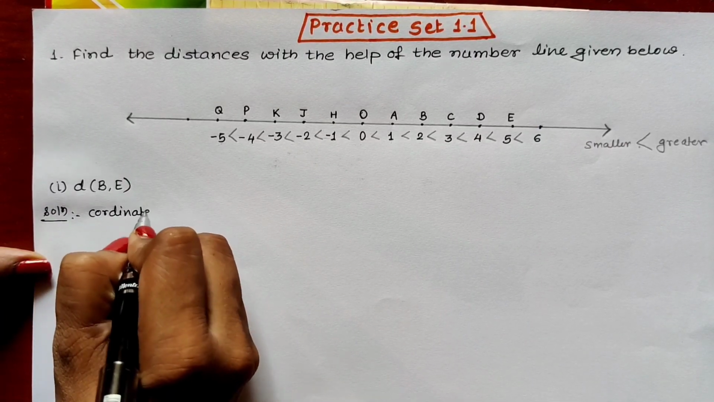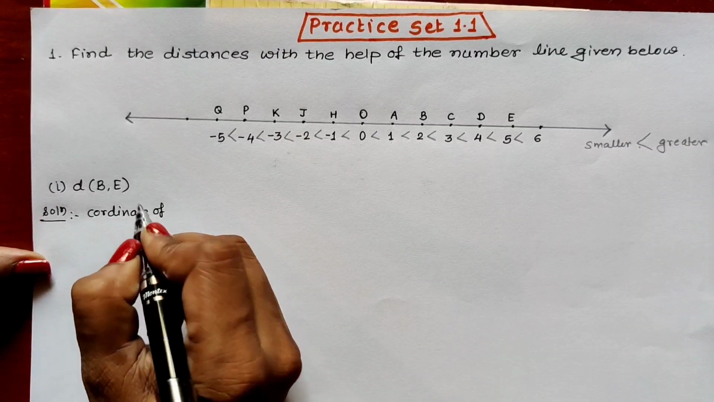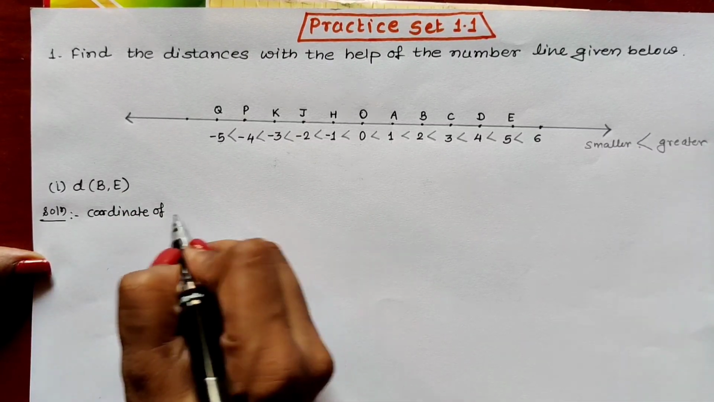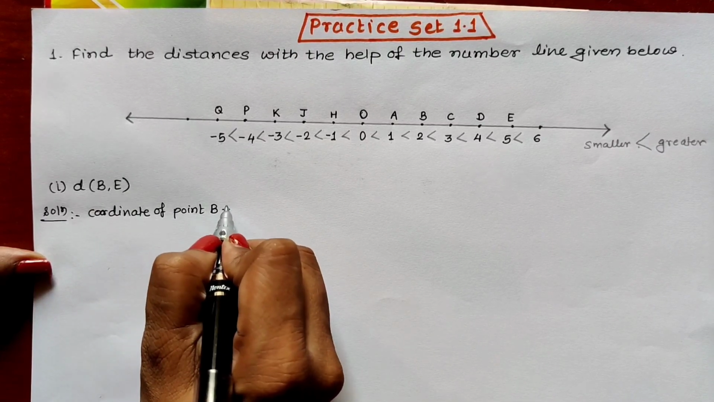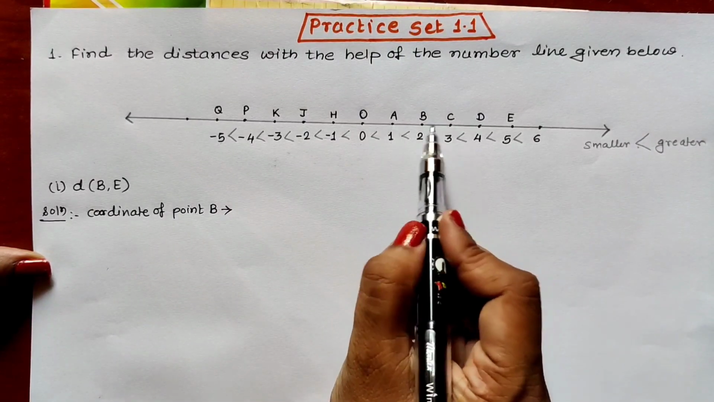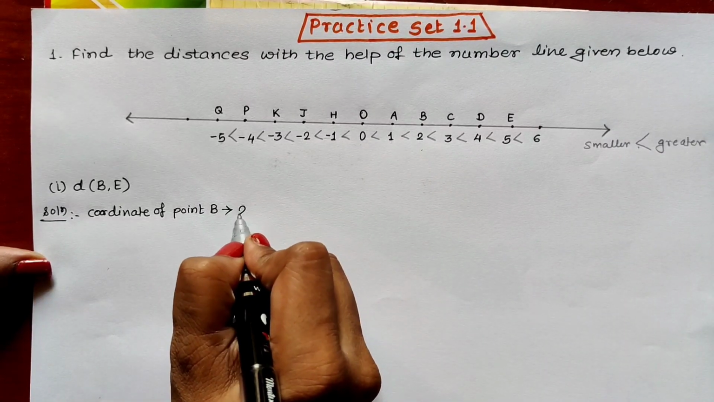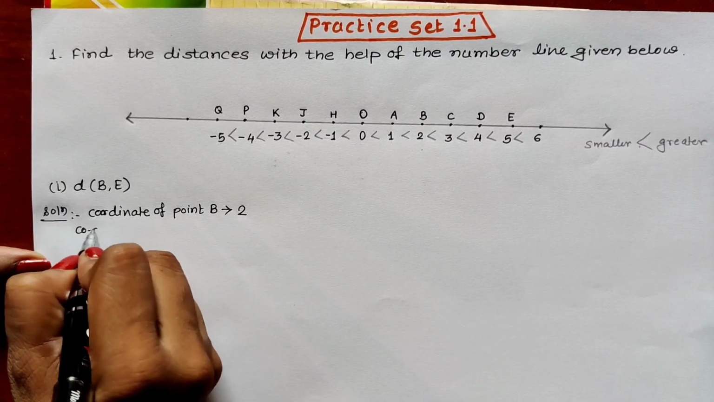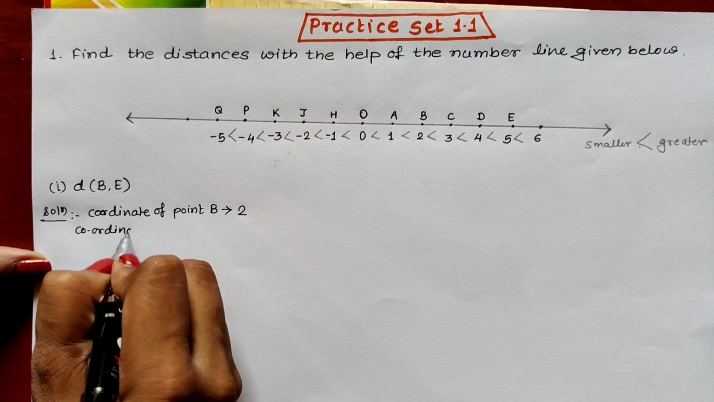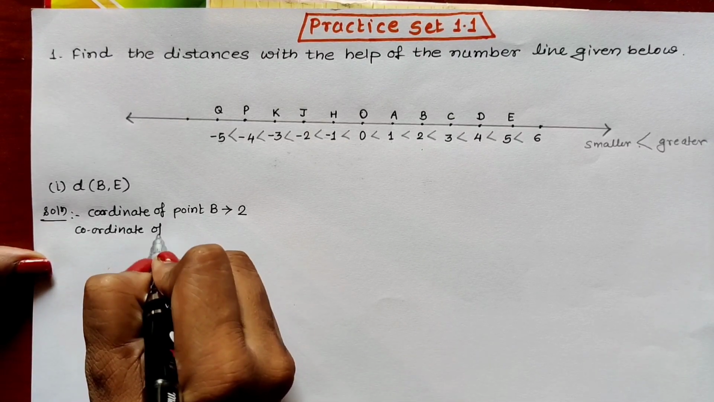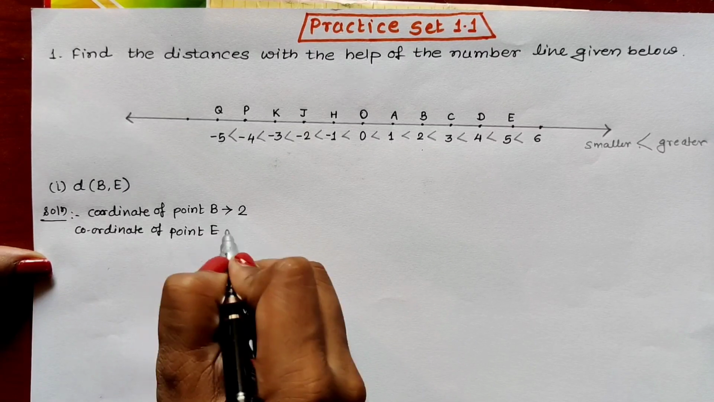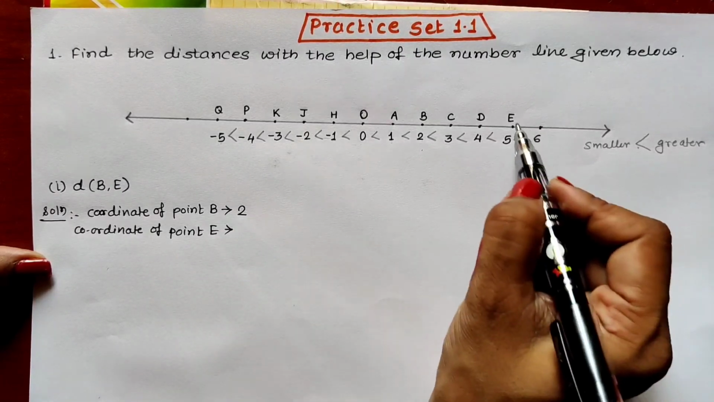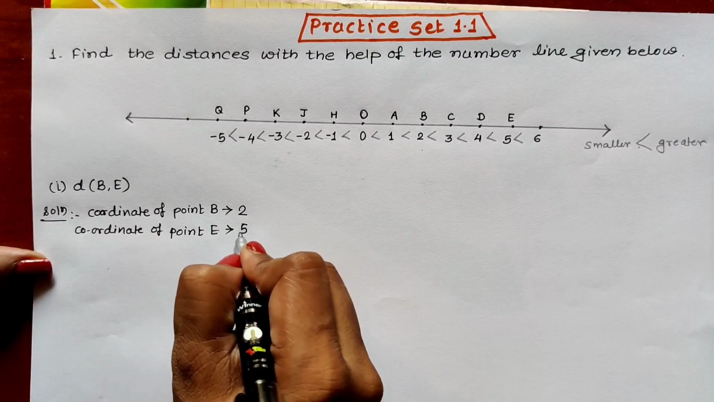Coordinate of point B. What is the coordinate of point B? It is 2, and coordinate of point E is, let us see, it is 5.